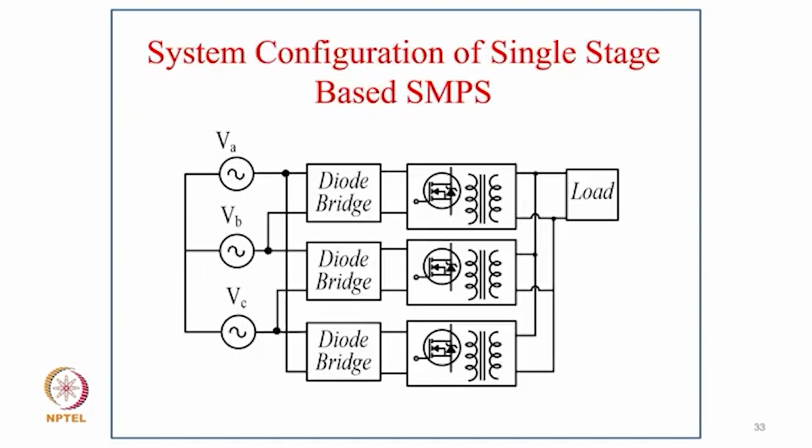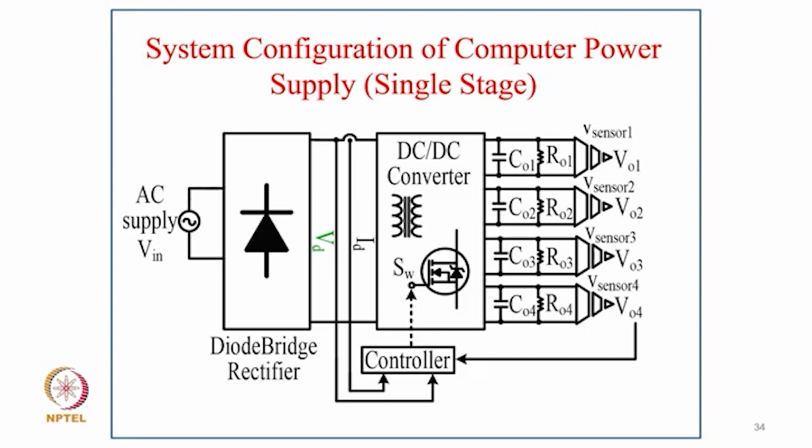So this is typically the system configuration for a single stage SMPS. For some applications you can have a 3-phase supply with a diode rectifier, connecting the 3-phase output in parallel to provide the parallel load to the power supply. We want to go for high power rating, like maybe telecom power supply as well as welding power supply or many other applications for high rating.